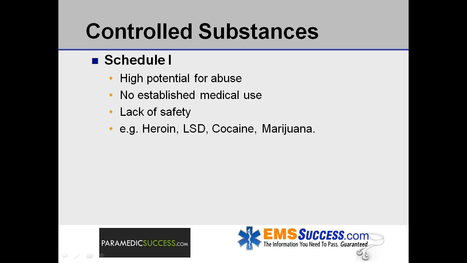Schedule 1 drugs are considered by the government to have a high potential for abuse, no established medical use, and a lack of safety for use of the drug even under medical supervision. Examples include heroin, LSD, cocaine, and marijuana.